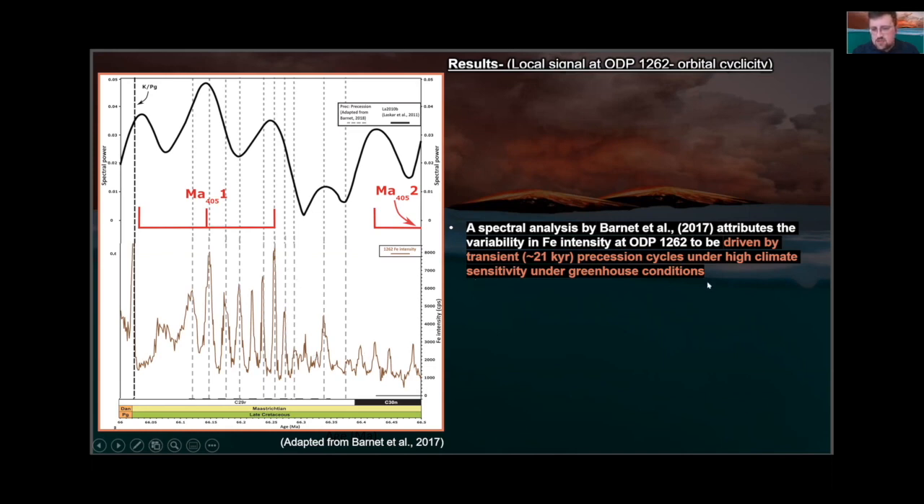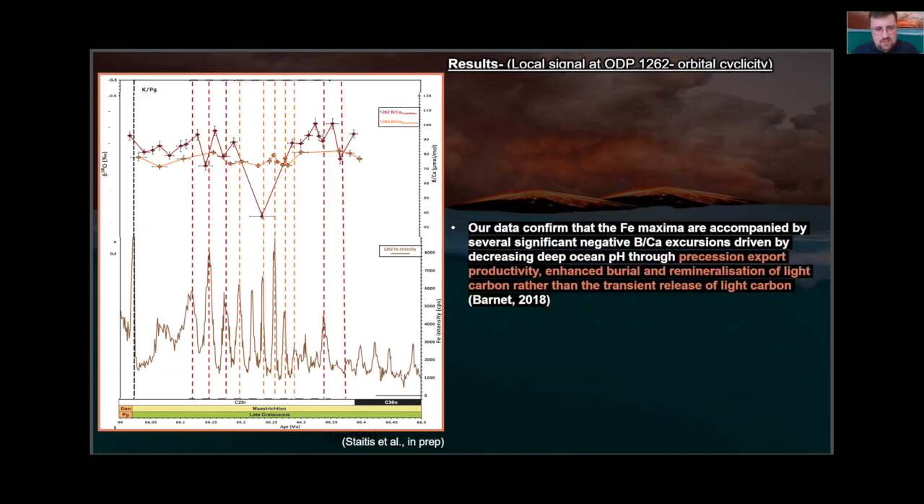And this is only because, I think, under higher climate sensitivity, under the warming event, we are seeing these peaks in the iron. On to my final slide, just running over briefly, we actually are seeing that these negative decreases within the boron calcium record are corresponding nicely to several of these iron maxima.